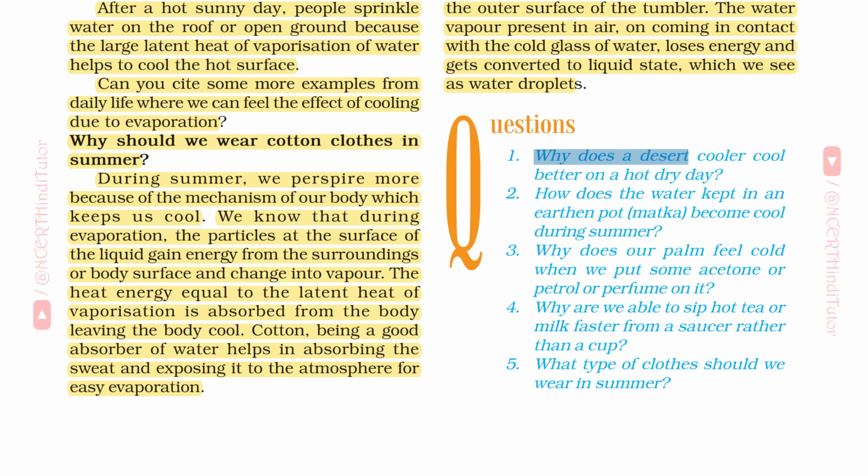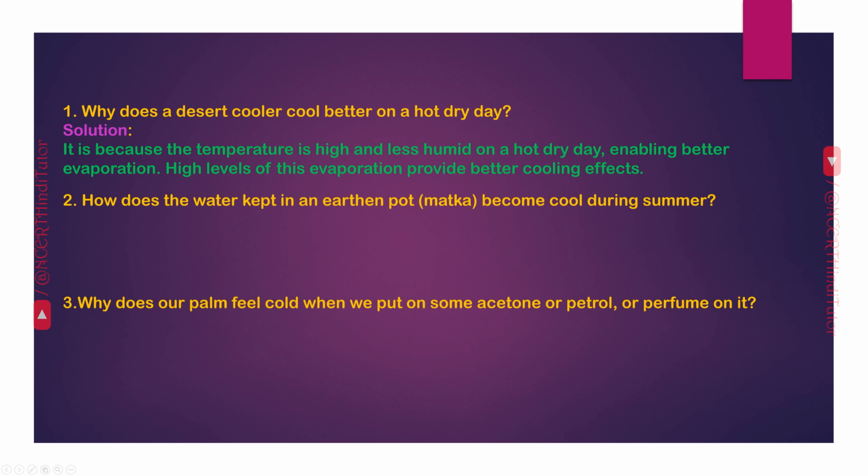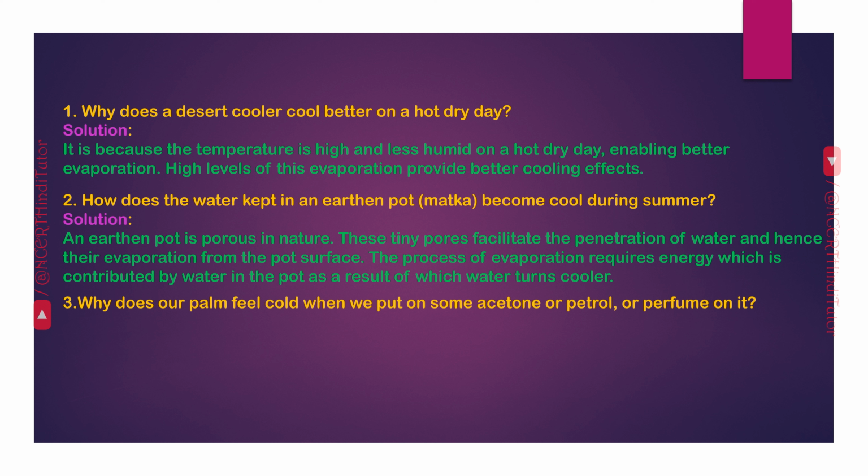Questions. Question 1. Why does a desert cooler cool better on a hot dry day? Answer. It is because the temperature is high and less humid on a hot dry day, enabling better evaporation. High levels of this evaporation provide better cooling effects. Question 2. How does the water kept in an earthen pot, that is matka, become cool during summer? Answer. An earthen pot is porous in nature. These tiny pores facilitate the penetration of water and hence their evaporation from the pot surface.